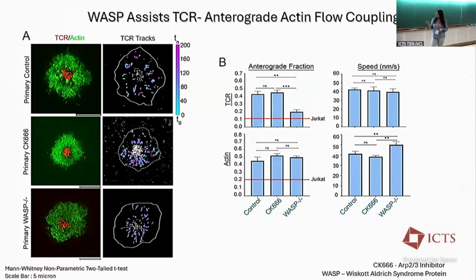But the most startling feature was that even though the TCR microcluster was hampered in WASP knockout, the actin waves in the anterograde direction remained unaltered. So this shows that there's a possibility that WASP could be acting as a coupler.